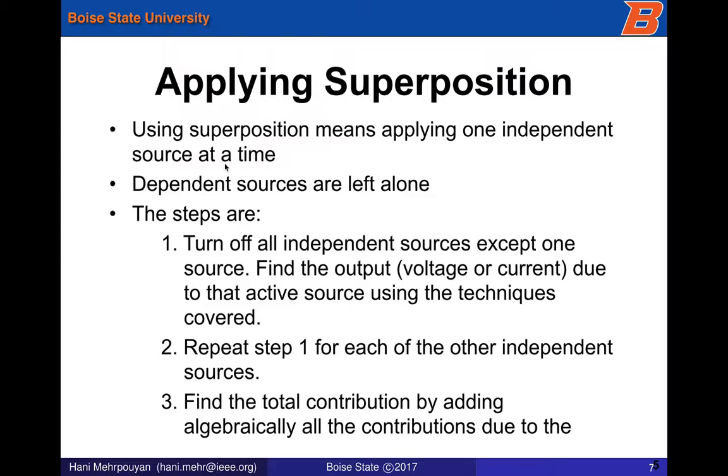So the steps are as follows. Turn off all independent sources except one. Find the output voltage or current due to the active source using the techniques that we have covered. So basically use nodal analysis or mesh analysis. Turn off all the other sources, keep one on, perform nodal or mesh analysis, and then find the voltage or current through that element that you would like to find. Repeat this step for all other independent sources one by one, and then when you want to find the final result, just add the contributions of each one of them.